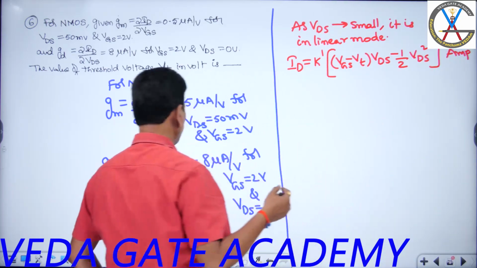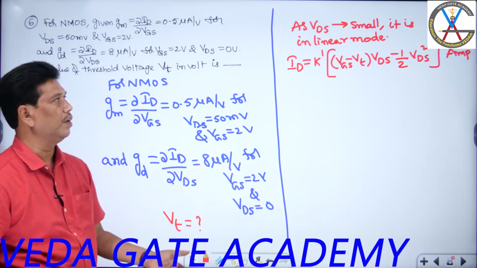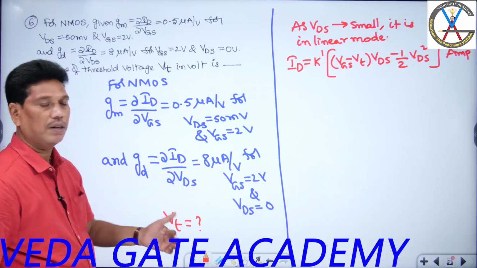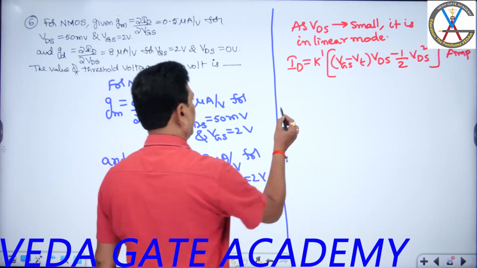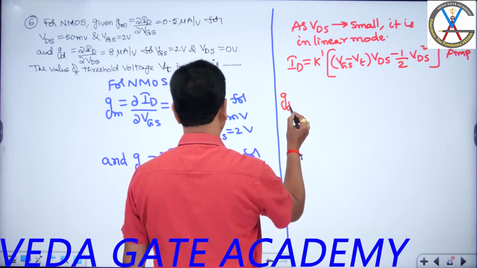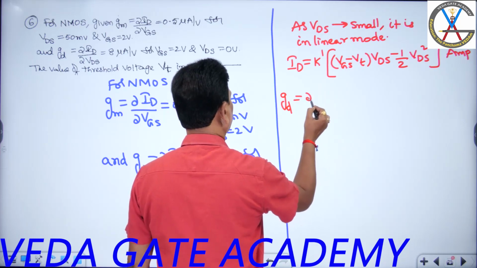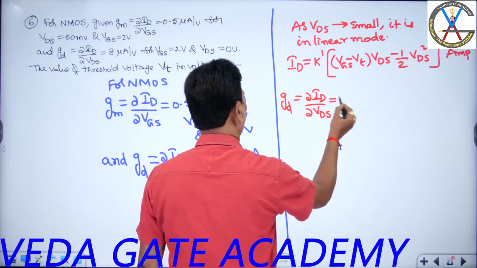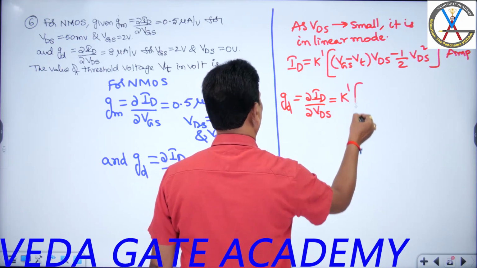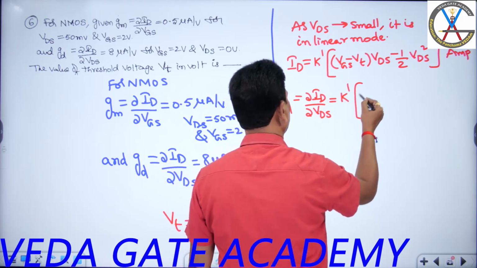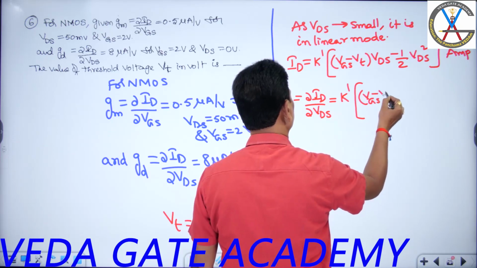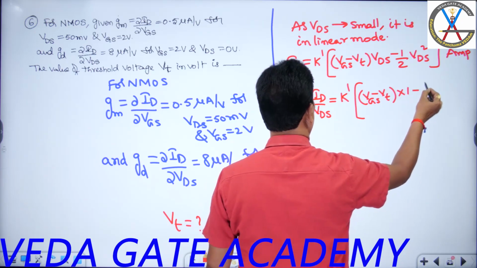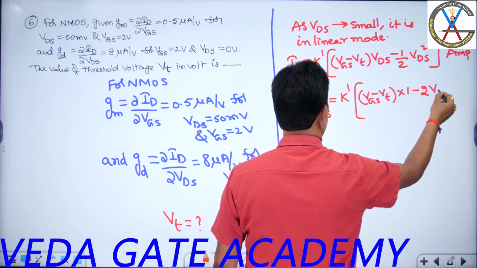So I can substitute one of these. By that I can finally get the corresponding quantity. Suppose I go for GD, the drain conductance. GD equals ∂ID/∂VDS. Any one of them you can substitute. That equals K dash, with respect to VDS. VGS minus VT is constant. The differentiation of VDS with respect to VDS is 1, and then minus 2 VDS.